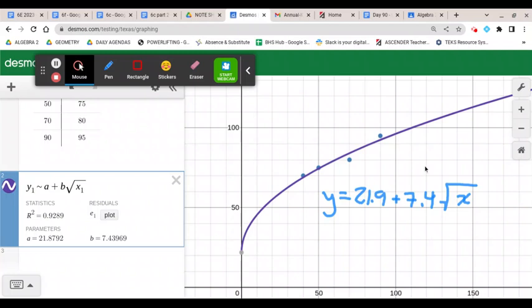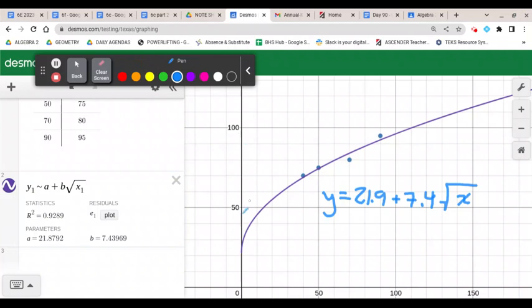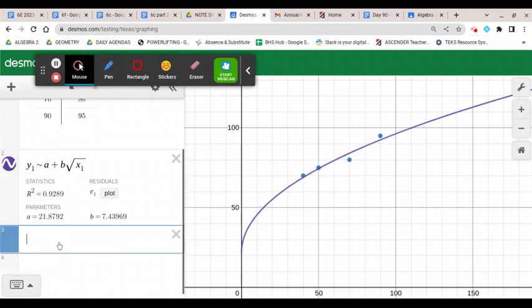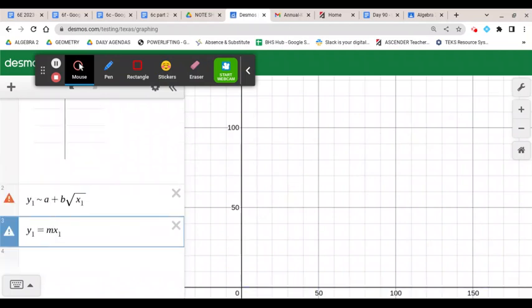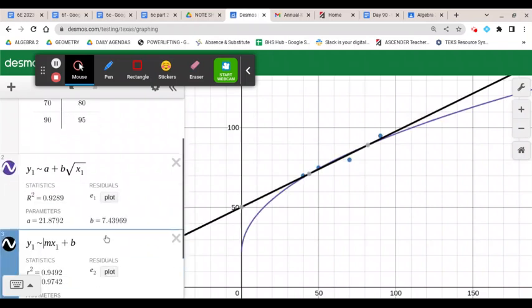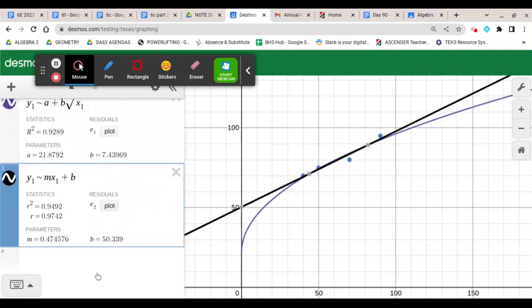Now, let me say something here real quick. I didn't talk about this with my other classes, but let me talk about this now. Let's say hypothetically, we didn't want to do a root function through this. Let's say we wanted to do a linear function through this, a straight line, okay? Well, we know a linear function is y equals mx plus b. So if we wanted to do a linear function through that, we could do this: y1 tilde mx1 plus b. All right.